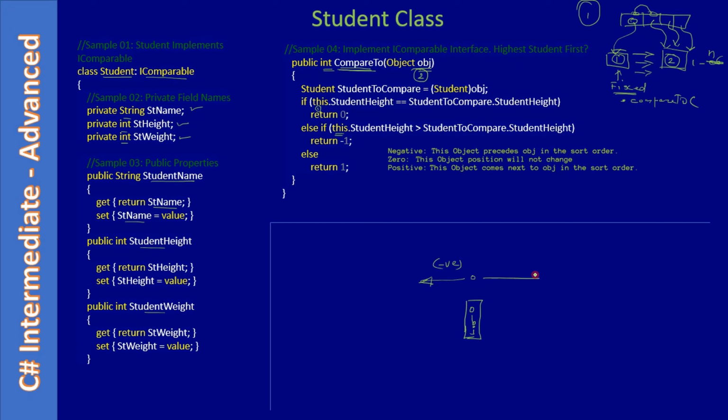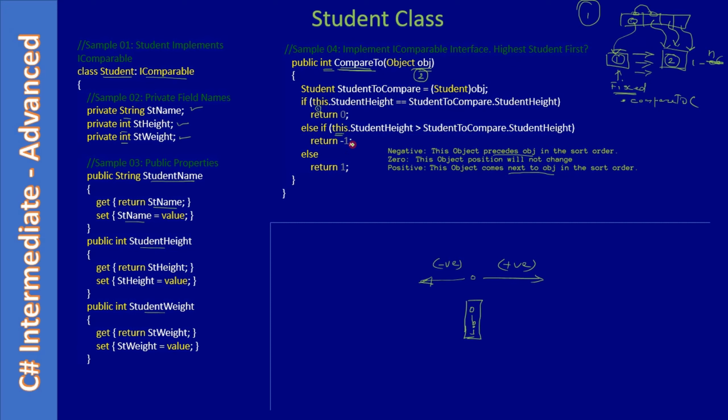When we return positive, this object moves next to obj. This object comes next to obj, or precedes obj. And if you see here clearly, now we know when this object precedes and when it comes next to the obj. So based on the condition, we are returning negative and positive here. You can return anything, negative 20, negative 25, whatever it is. But here for simplicity reason, we are returning -1 and 1.